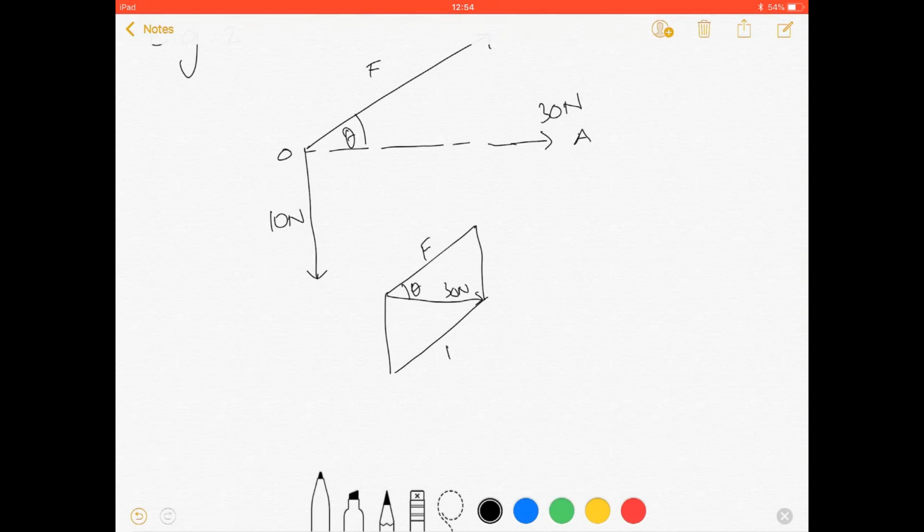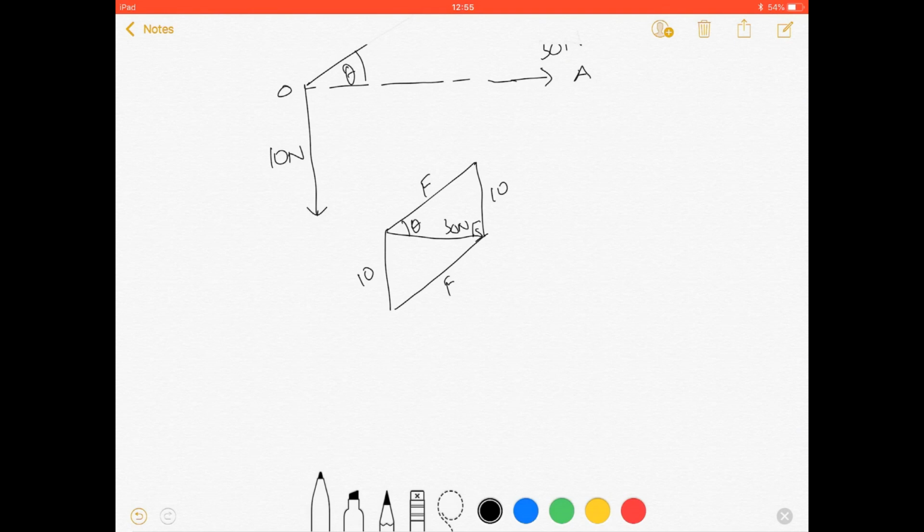Since this is F, this would also be F. This is 10, this is also 10. Even though this is rough, when you do it with a ruler, it's obviously going to be neater. We can assume that this is 90 because it is a right angle triangle, since the resultant force is acting straight, at 90 degrees to the 10 Newton force.